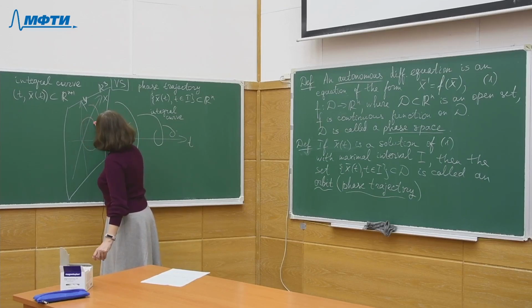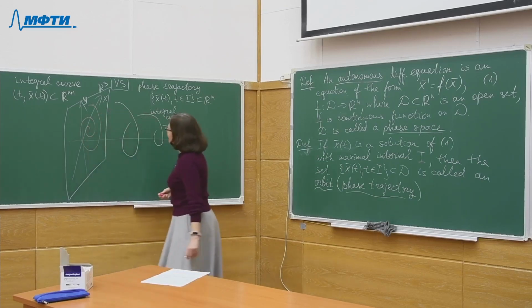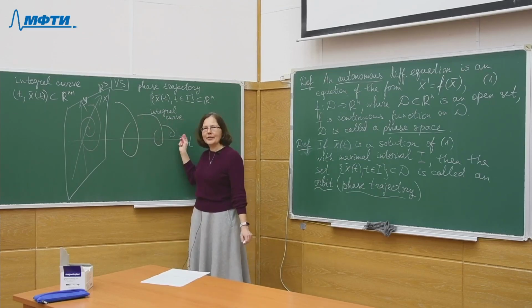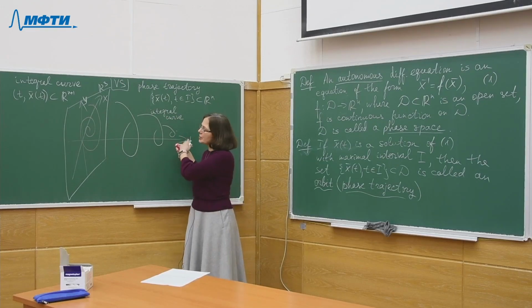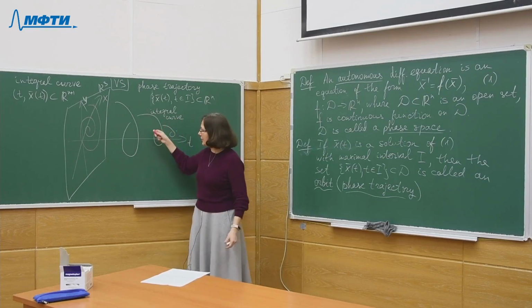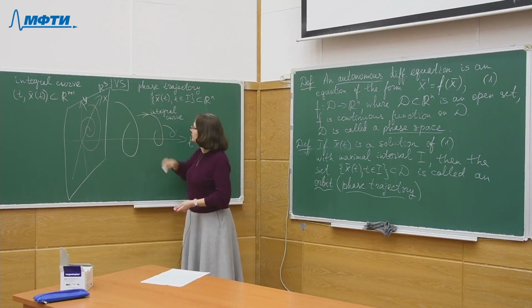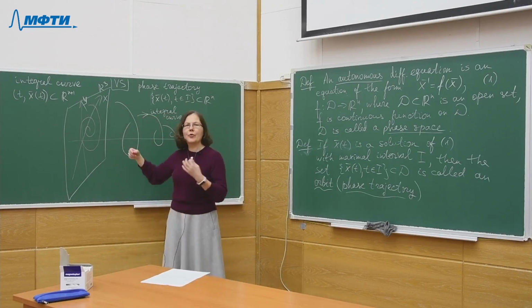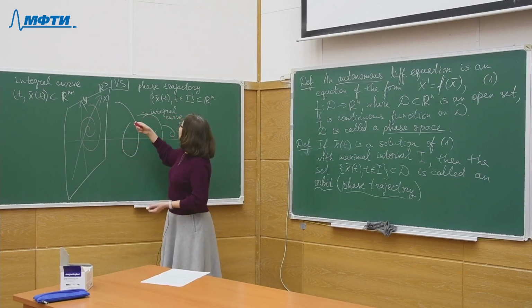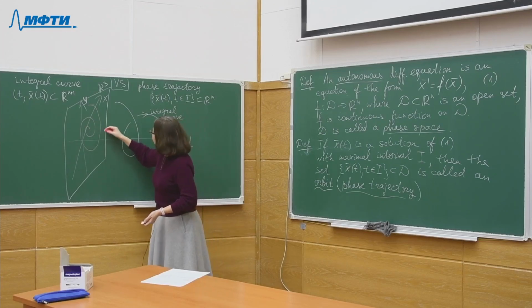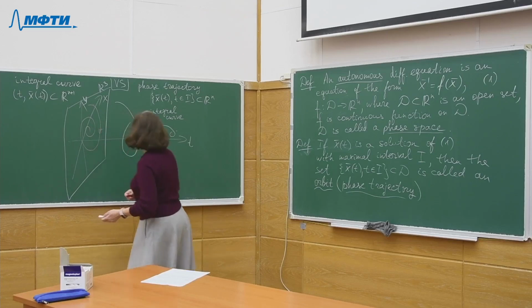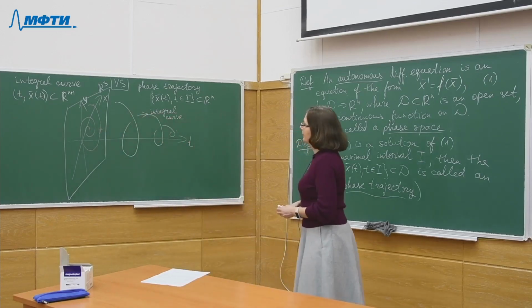So it will be something like this. If we have a 3D spiral, we can consider a projection of this spiral. So this is an integral curve. This is the direction of motion. And the projection of an integral curve will give us a phase trajectory, okay, with this direction.